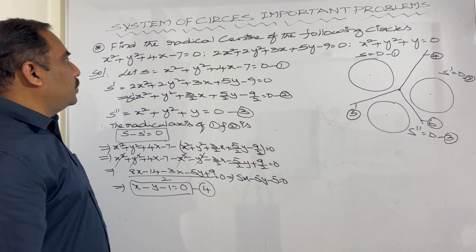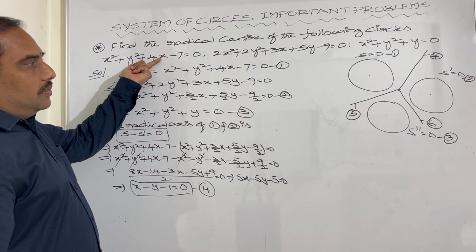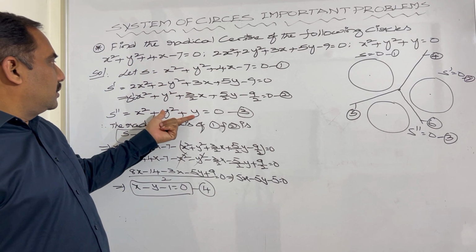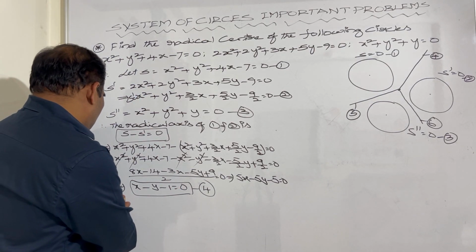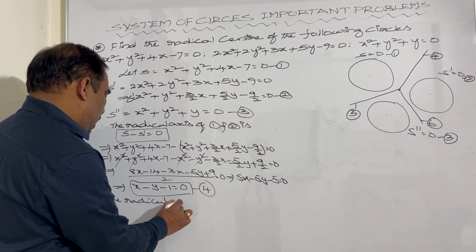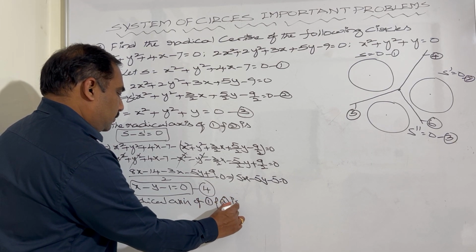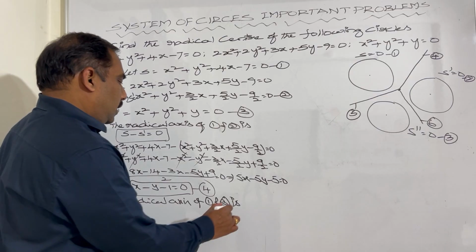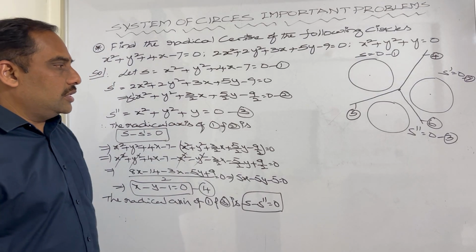Now, to easily get the radical axis, I am finding it for circles 1 and 3. Why? Because from circles 1 and 3 also you can find the radical axis. So that's why I am finding the radical axis of 1 and 3. 1 is S and 3 is S double dash. So S minus S double dash is equal to 0.